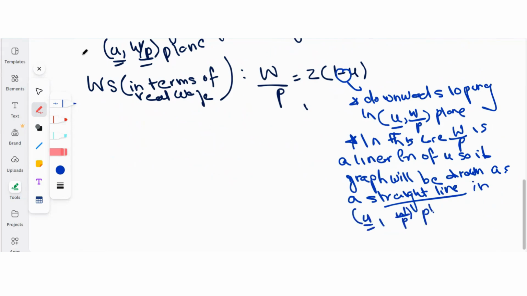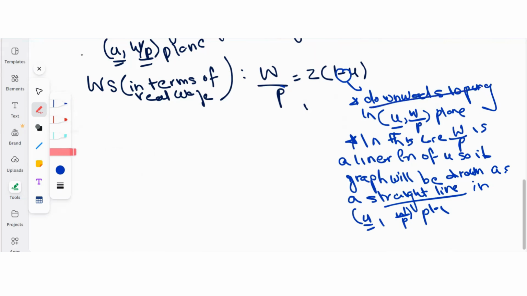And W by P, right? If you go back to the text and look at how it plots the wage-setting curve, it plots it as a general curve. In this particular scenario, the real wage chosen in wage setting is a linear function of the unemployment rate. So when you plot its graph, it's going to be a downward sloping straight line.